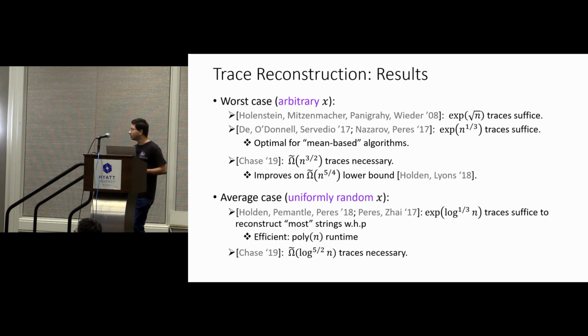In the average case, when the original string is a uniformly random n-bit string, we can do significantly better. Holden, Pimentel, and Peres showed that you can reconstruct the original string with high probability using a subpolynomial number of traces. So, exponential in log n to the 1/3 traces is good enough. And lower bounds that Chase gave for the worst case also translate to some lower bounds in this average case, where the lower bound is log n to the 5/2. So again, we have an exponential gap between the upper and lower bounds in the average case.